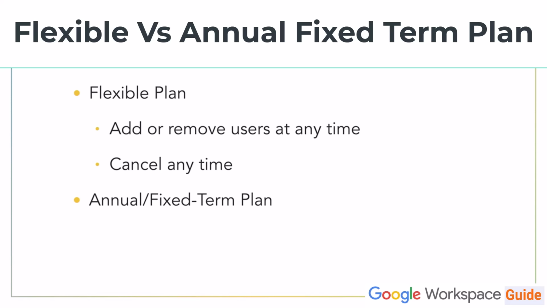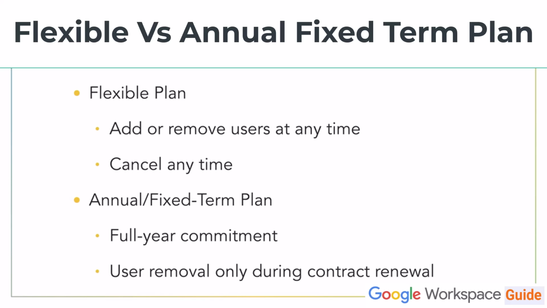The annual plan requires a 1-year commitment to Workspace from the date you activate your service, charging the full year subscription up front. You can add users whenever you like, but you can only remove users when renewing your annual contract. Until your renewal date, you'll be billed monthly for all your purchased licenses, and you must continue to pay for the full annual commitment period even if you should decide to cancel your account. The annual plan is only available for online purchase, and you must contact a Google sales representative if you're interested.